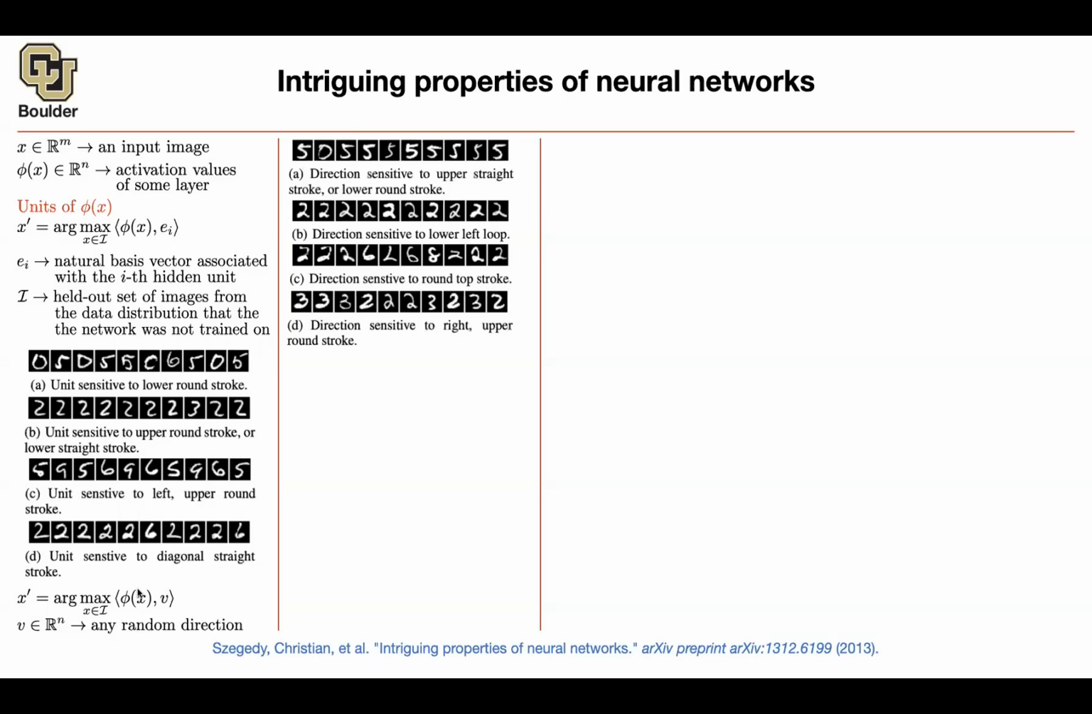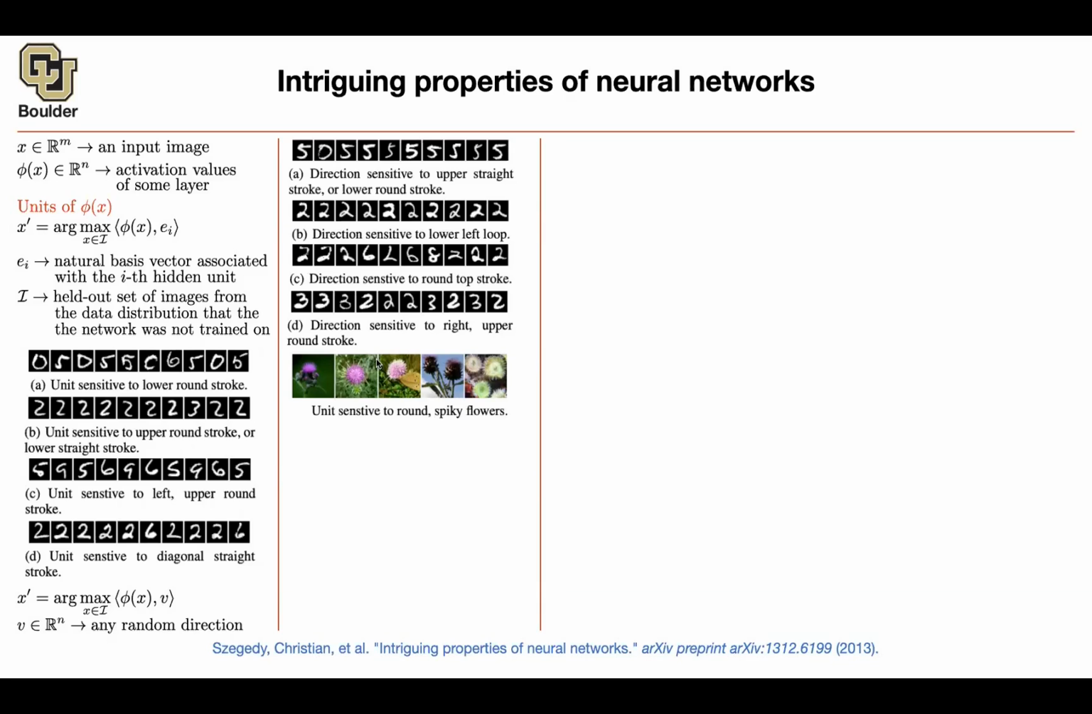You can say all of these images are sensitive to upper straight strokes or a lower round stroke. You can do the same interpretation for it's a direction sensitive to lower left loop. So there is a loop here. Direction sensitive to round top stroke. Direction sensitive to right upper round stroke. So you can start interpreting them.